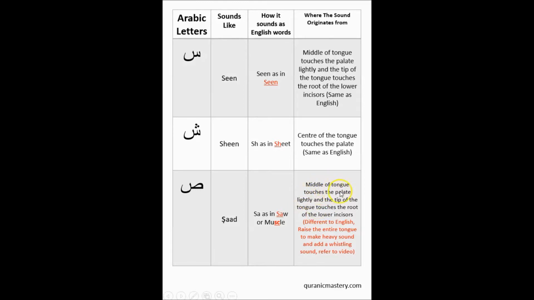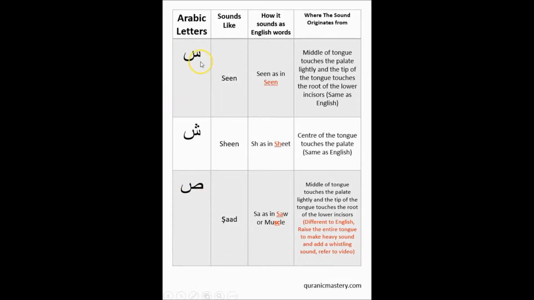Middle of the tongue touches the palate lightly and the tip of the tongue touches the root of the lower incisors. Okay, different to English. Raise the entire tongue to make a heavy sound and add a whistling sound. Okay, to refer to the video now. So we're going to raise all of our tongue. Seen is raised, but with Sad, the back of the tongue is also raised, and we can hear sort of a whistling sound. So Seen, there's no whistling. Sad. So you should practice saying this letter with me.